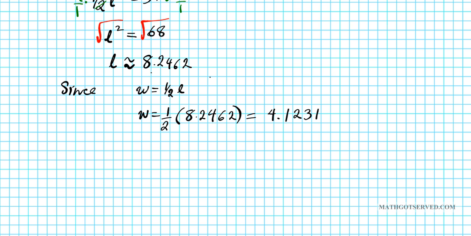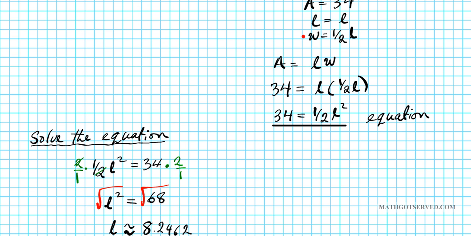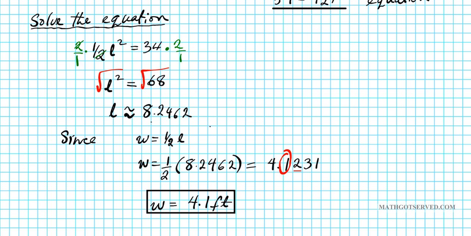Now we are asked to round to the 10th of a foot. This is the ones place, this is your 10th place. Alright, look at the number behind. It's less than 5, so we're going to just carry 0 and everything here becomes 0. So the width to the nearest 10th of a foot is 4.1 feet. So there goes our final answer. So don't forget, there are two answers here. The first answer is to set up the equation, which we did, and the second answer is to actually solve it for W and not L.